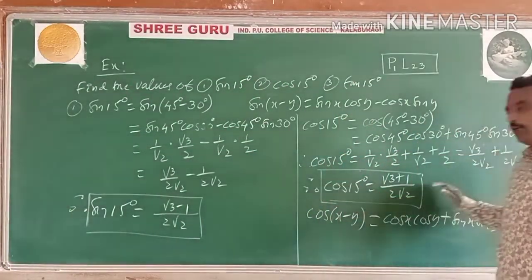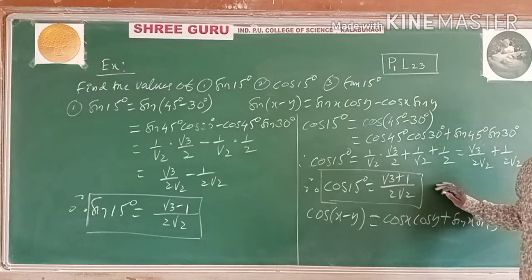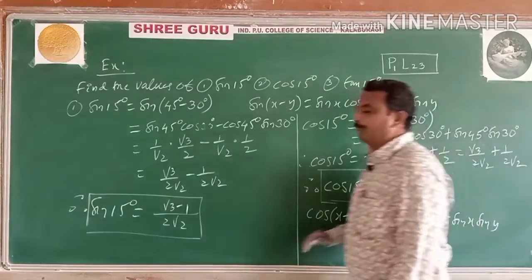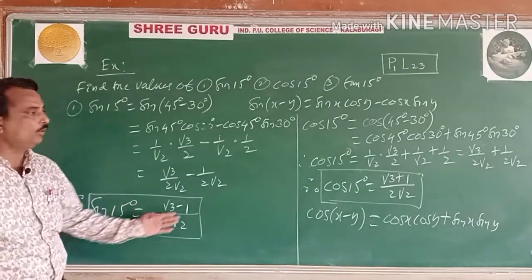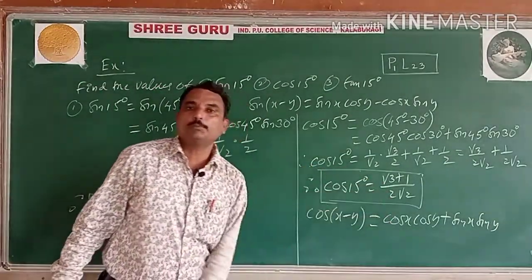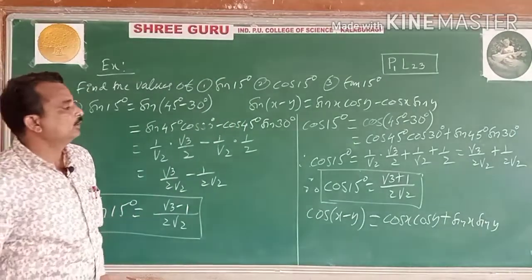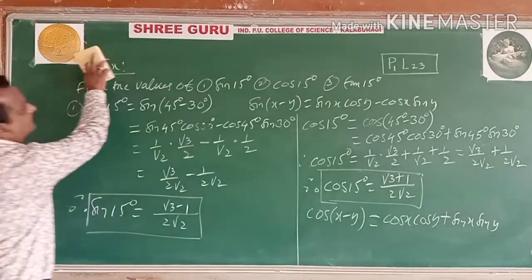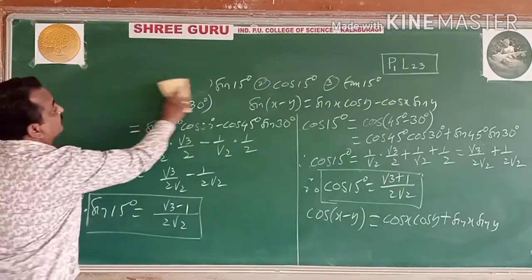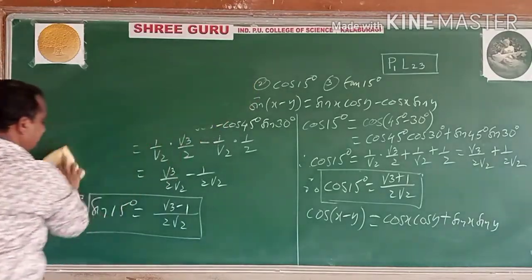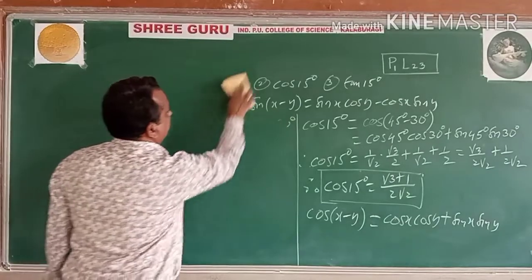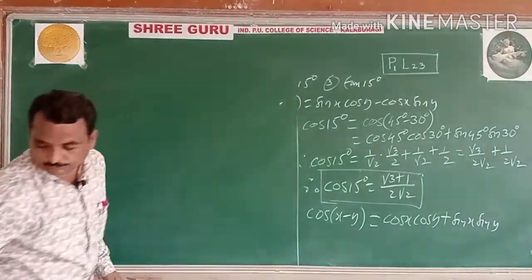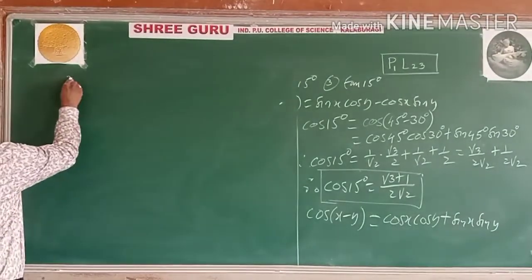These are the sin 15 and cos 15 degree values. Sin 15 is equal to root 3 minus 1 divided by 2 root 2. Cos 15 is equal to root 3 plus 1 divided by 2 root 2. Now, let us see the third one, tan 15 degree. I will calculate tan 15 degree also. Now see, students, tan 15 degree.